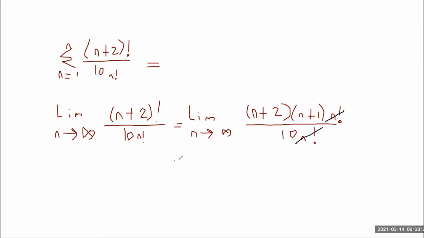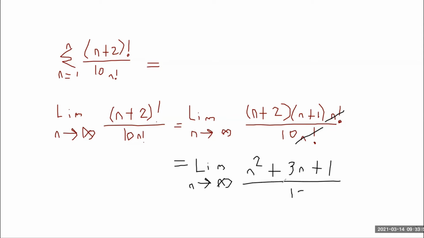So now we're just evaluating the limit as n approaches infinity, expanding this, which is n squared plus 3n plus 2. Is that 3n, 2n, and n? Yes, 3n plus 2, over 10. That's what we're evaluating now.